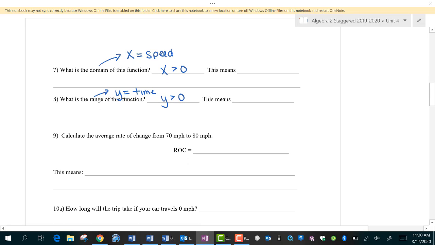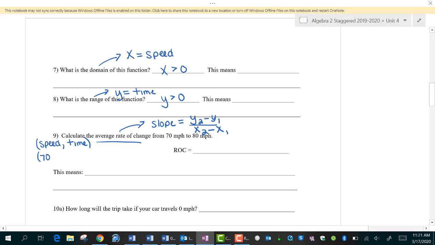Now for our average rate of change. We've talked about this quite a bit this semester so far, but just a reminder, average rate of change is a funny way of saying slope. So I'm looking to calculate y2 minus y1 over x2 minus x1. I need my 2 points first. I want the average rate of change between 70 and 80 miles per hour. If I look on my table from the previous slide, my x-coordinate is going to be the speed, my y-coordinate is the time.